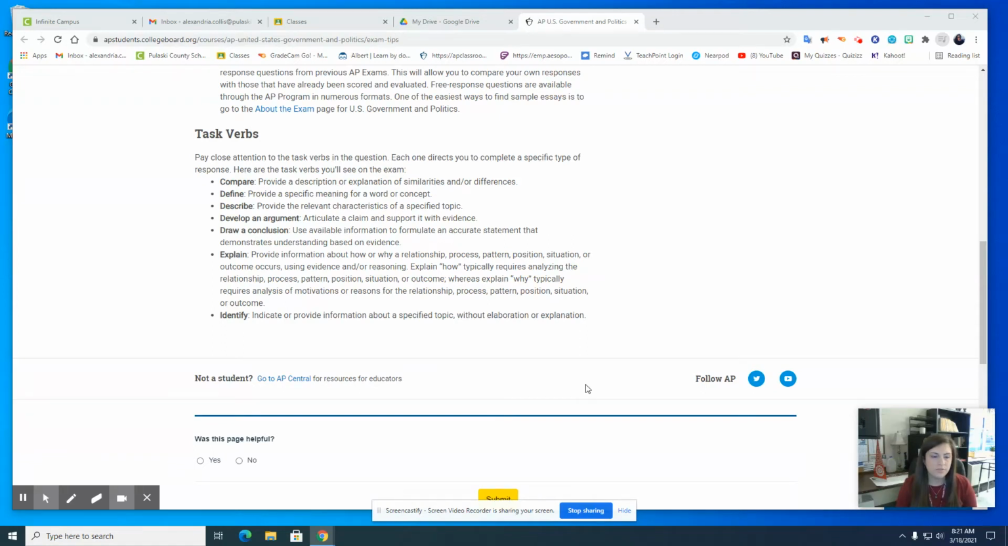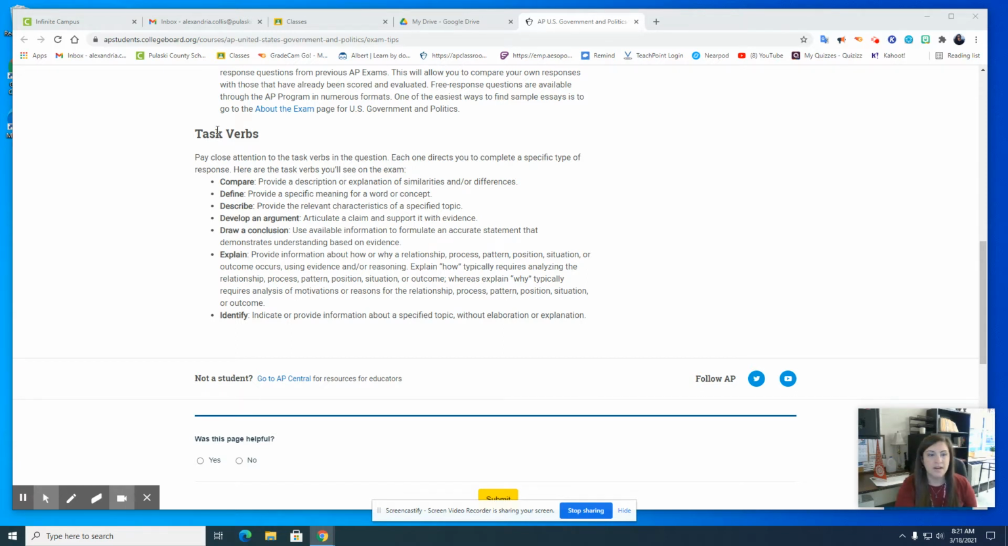Hey guys, before you start your FRQ for this week, I just wanted to quickly go over some of the task verbs that you'll see on FRQ prompts, especially on the AP exam. This is something I really want to drive home, because before you write these FRQs, you need to really understand what the prompt is asking you to do. That's going to be a big part of your success on the AP exam when it comes to your FRQ responses: knowing what the question is asking you to do and doing just that.